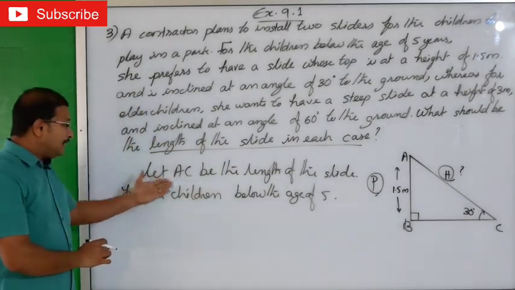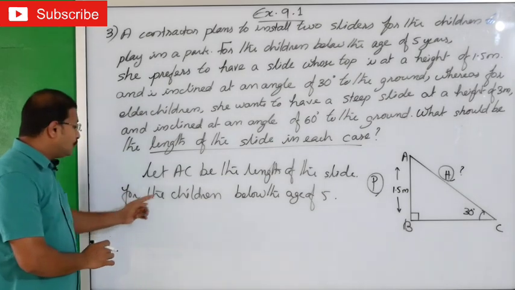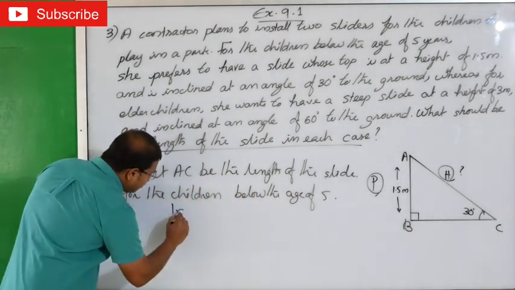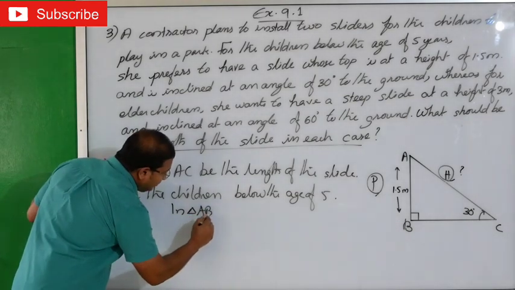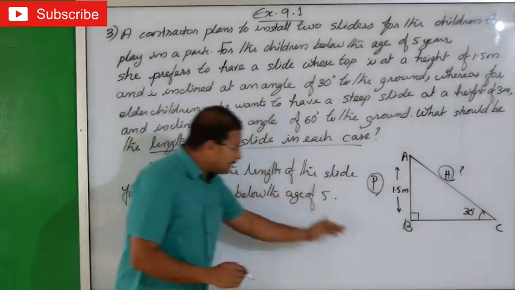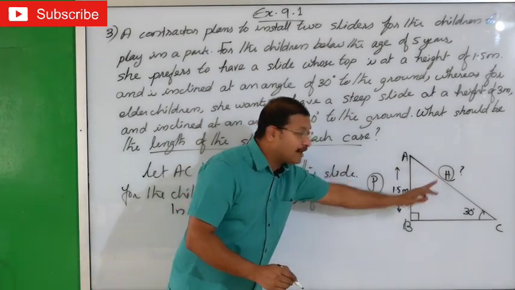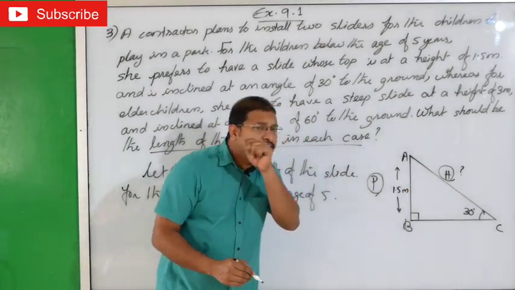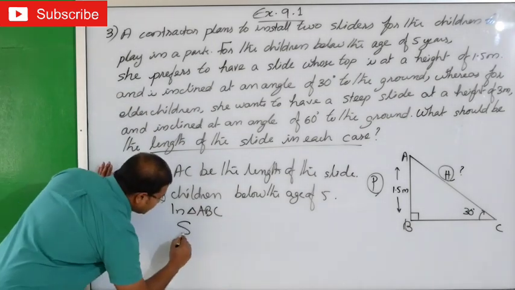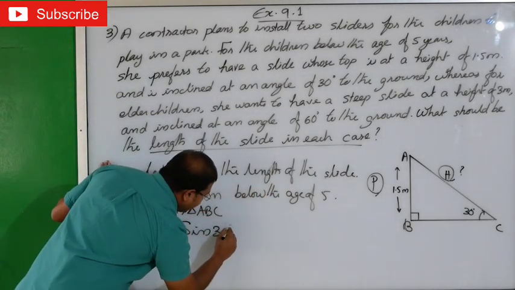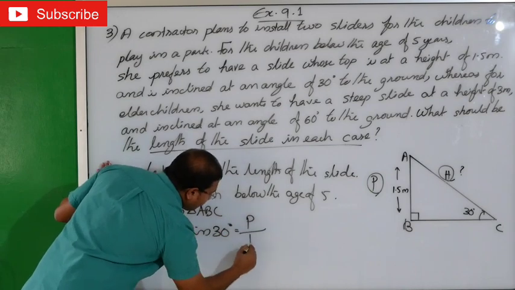Ready? So AC be the length of the slide for the children below the age of 5. That means we will take triangle ABC. It's already given the perpendicular. We want to find out the hypotenuse. So perpendicular and hypotenuse, which ratio will we take? Yes, sine. What will be the degree here? 30. Sine 30 degree equals perpendicular by hypotenuse.